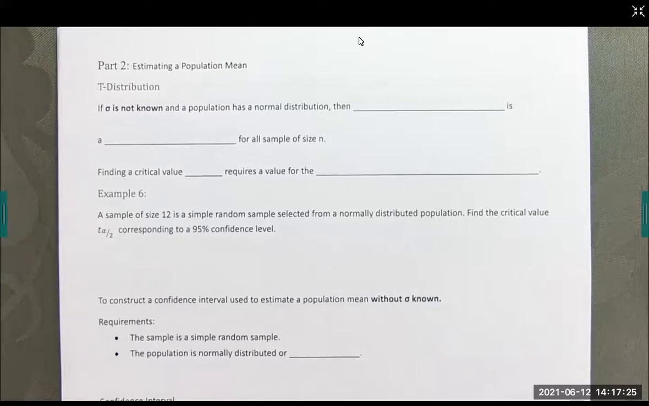Welcome back, everybody. This is part 2 of chapter 7. In the previous section, we were estimating a proportion using a confidence interval. This time we are estimating a population mean.